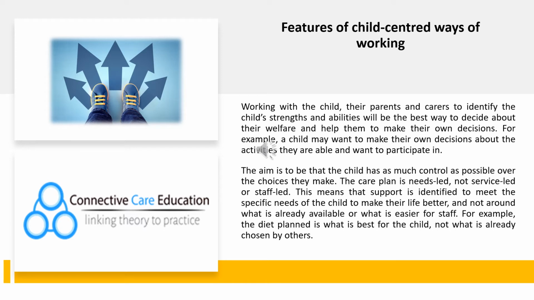Features of child-centred ways of working. Working with the child, their parents and carers to identify the child's strengths and abilities will be the best way to decide about their welfare and help them to make their own decisions. For example, a child may want to make their own decisions about the activity they are able and want to participate in. The aim is that the child has as much control as possible over the choices they make.